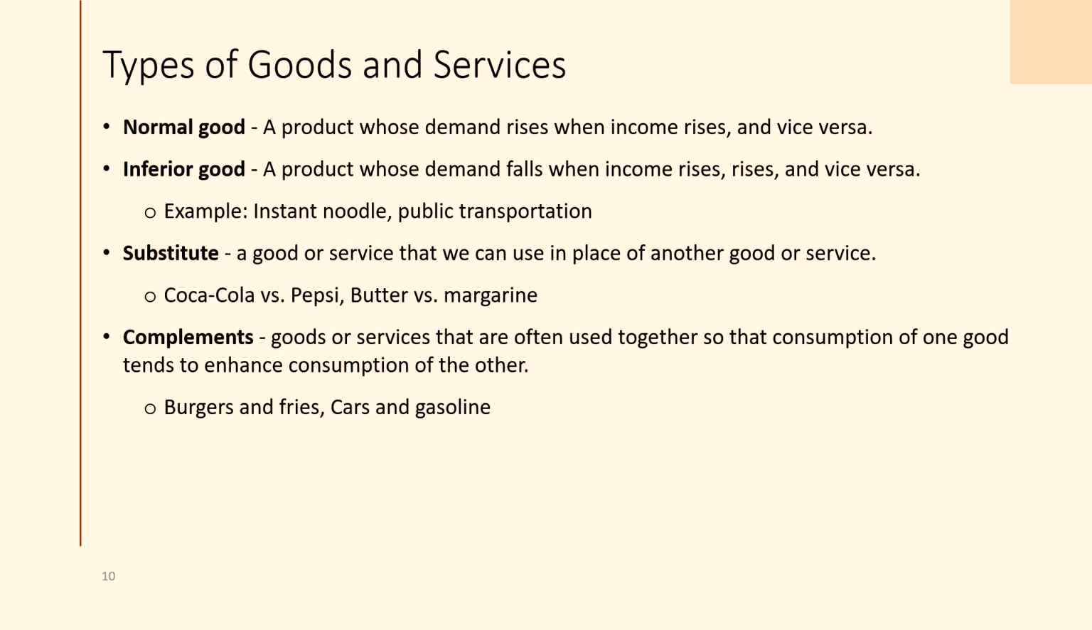A substitute good is something that can replace another good. For example, Coca-Cola and Pepsi. A complementary good is something that is used together with another good, such as burgers and fries or cars and gasoline. Understanding these relationships helps us analyze how changes in one market affect another.